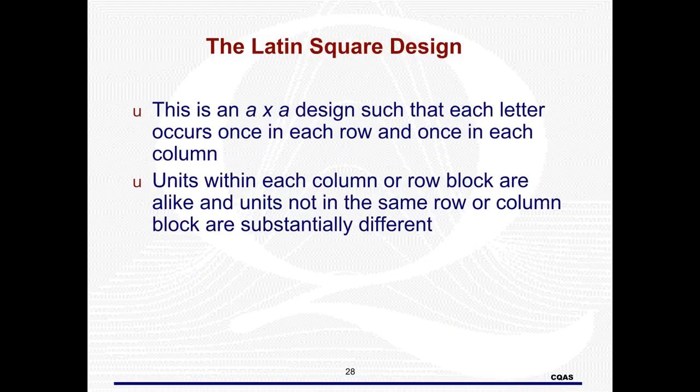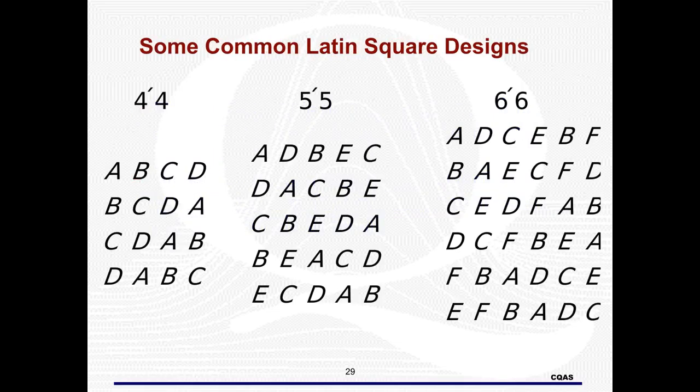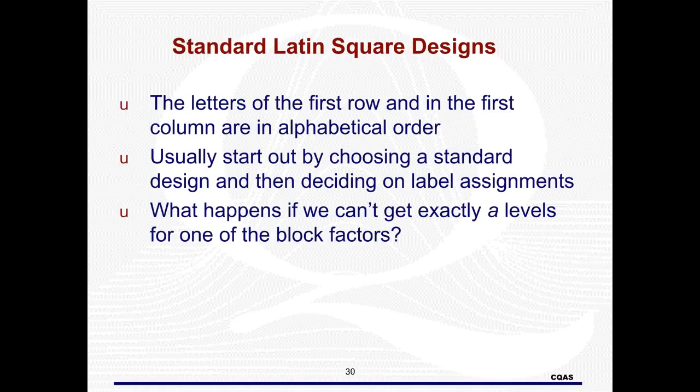A Latin square is a specific case where each treatment appears exactly once in every row and every column. Here are examples of Latin squares. Notice how each treatment appears exactly once per row and column. We usually start with a standard Latin square and then randomize the labels. This gives us flexibility while preserving structure.